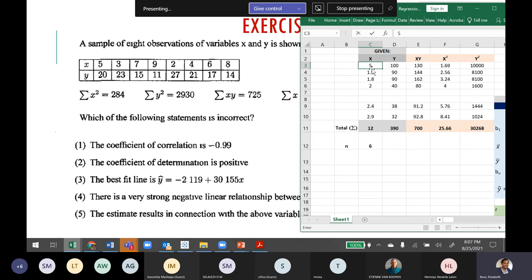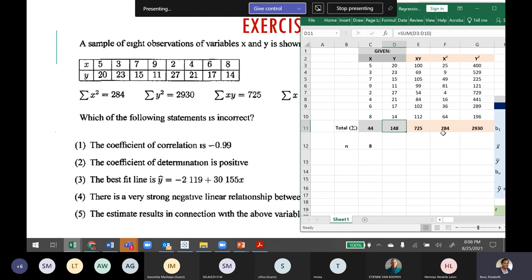You can do the X first by pressing 5, enter. 3, enter. 7, enter. 9, enter. 2, enter. 4, enter. 6, enter. And 8, enter. And then I go back to the Y. 20, 23, and remember when you enter the data, you must make sure that the X and Y values correspond with one another. 9 and 11, 27, 21, 7, and 14.